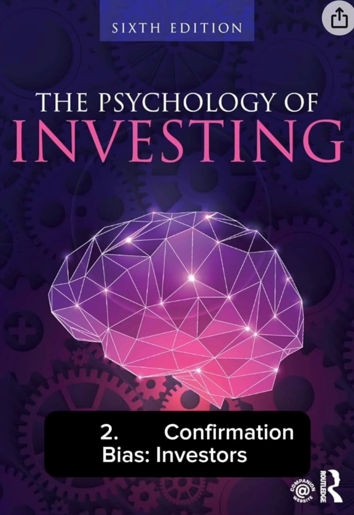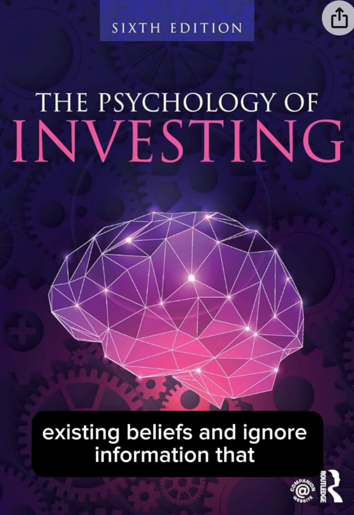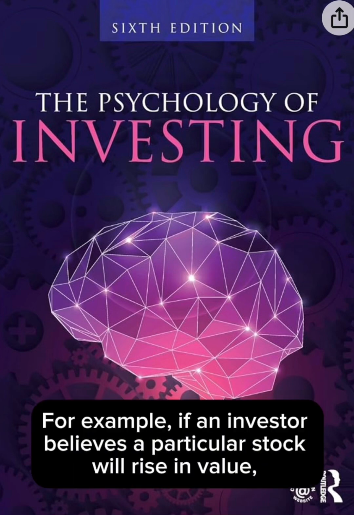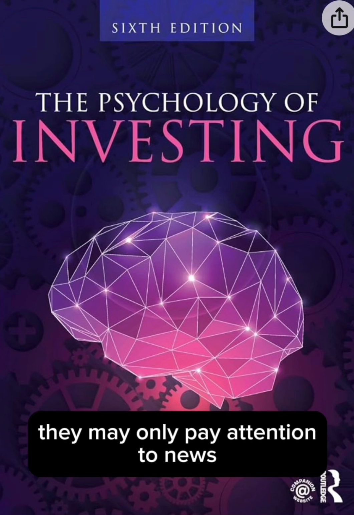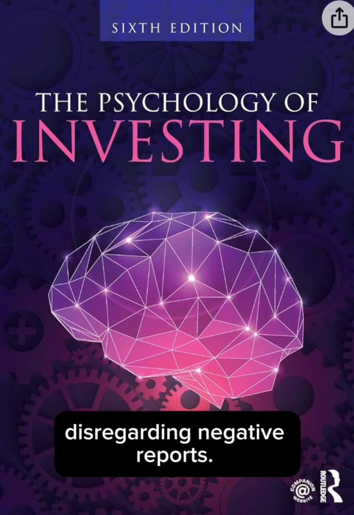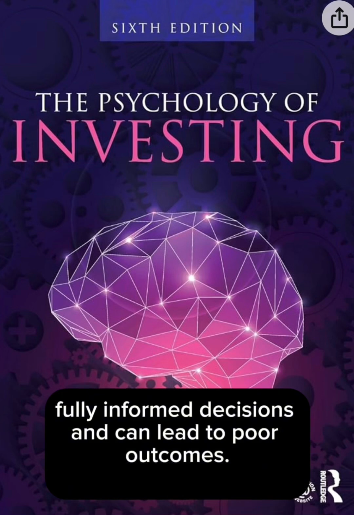2. Confirmation bias. Investors tend to seek out information that confirms their existing beliefs and ignore information that contradicts them. For example, if an investor believes a particular stock will rise in value, they may only pay attention to news that supports this belief, while disregarding negative reports. This bias prevents investors from making fully informed decisions and can lead to poor outcomes.